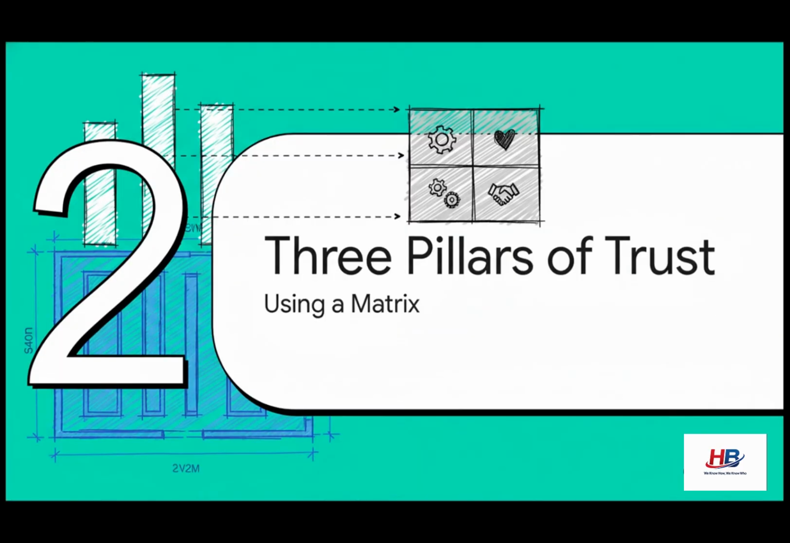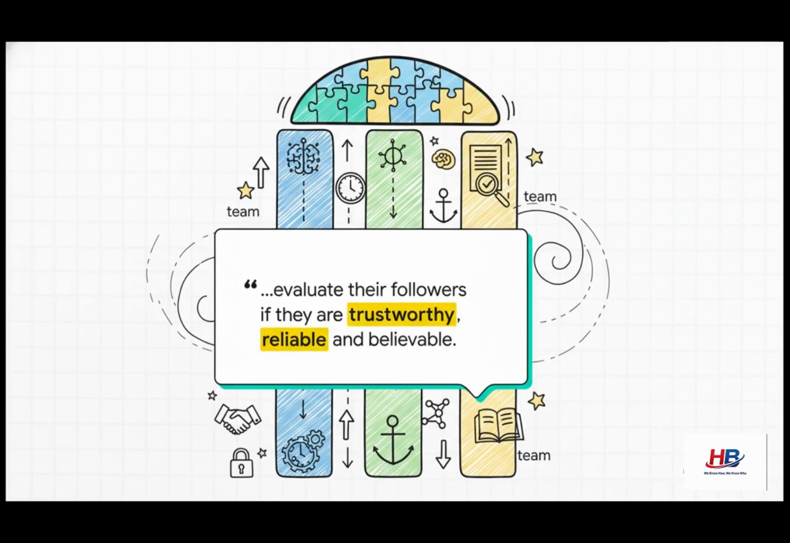Okay, so you've drawn the blueprint. You've got total clarity on roles and responsibilities. Now what? How do you assess the people who are working inside that structure? This is where we bring in our second amazing tool, the 3 pillars of trust, which is a framework you can use with a simple matrix. The source material for this gives us these 3 incredibly powerful words. The goal is to evaluate your team members on whether they are trustworthy, reliable, and believable.